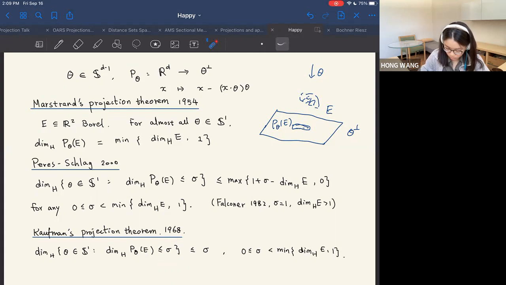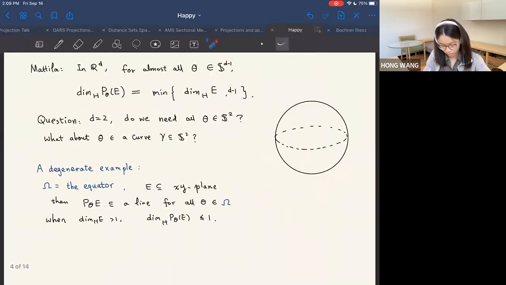Okay, and in this talk, we'll provide a corresponding theorem of Marstrand and Peres and Schlag in R3 when we restrict ourselves to a set of directions that lies on some non-degenerate curve in R3.